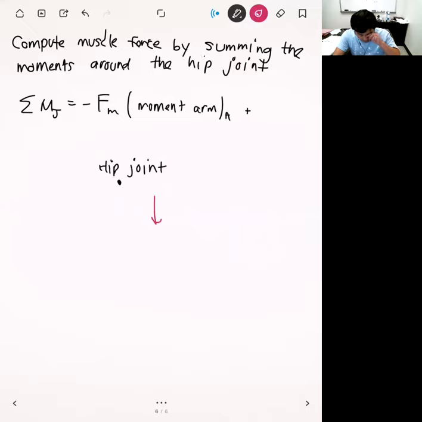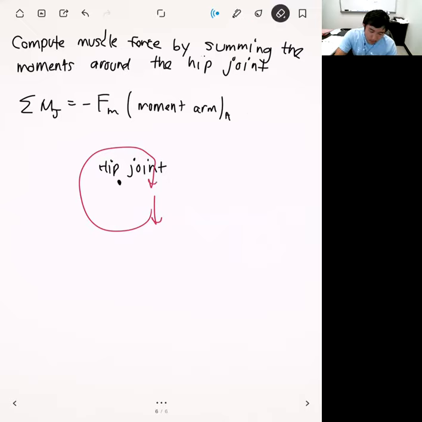in these situations, if we trace this around, we can see that this is going to be a clockwise behavior. And because it's clockwise, we have a negative here.